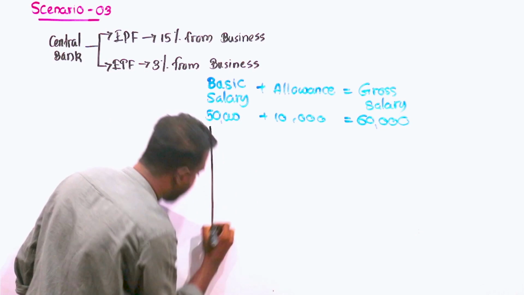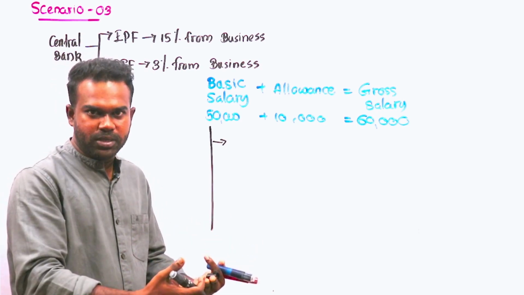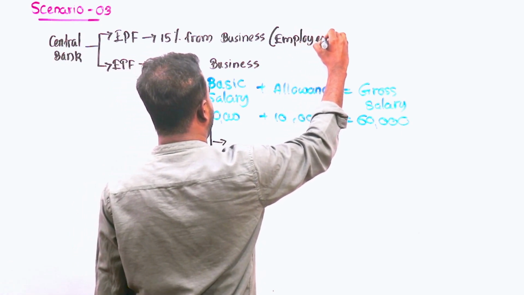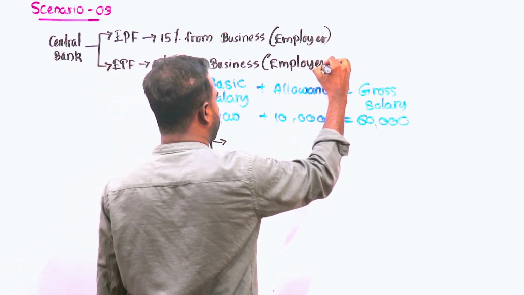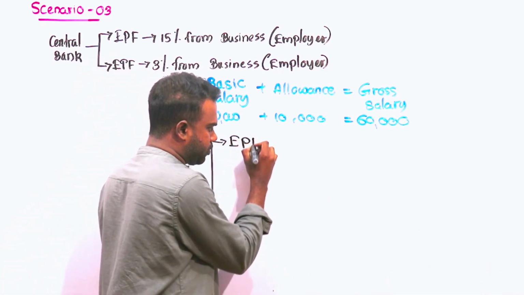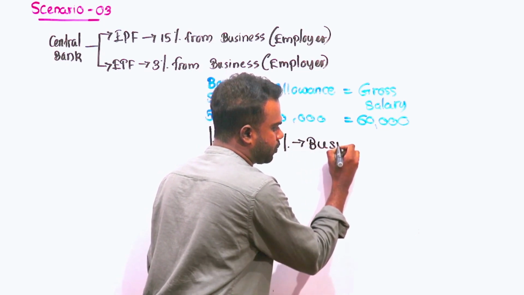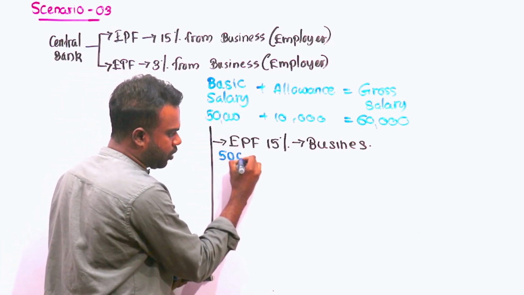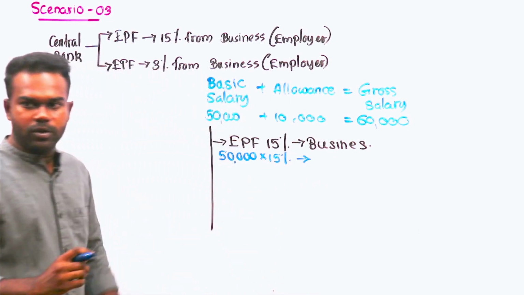Then the business, meaning the employer, is the party getting service from the employee. The employer contribution, right? Therefore, EPF 15%, employer contribution, business contribution. Please tell me how much is 15,000 into 15%? What's the value?